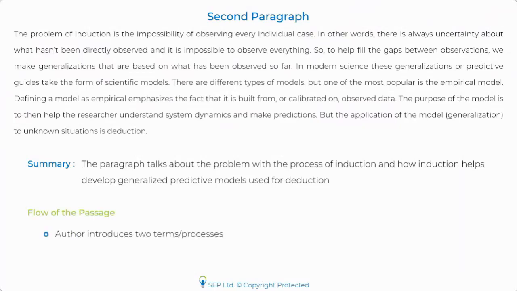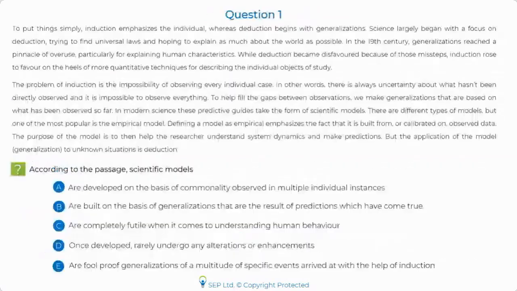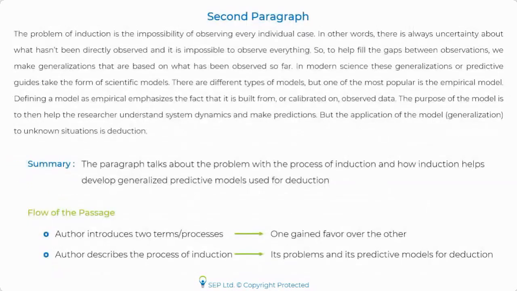So if I put my para summaries together, the flow of the passage, the structure, is something like this. The author introduces two terms or processes, and how one has gained favor over the other. Then the author describes the process of induction and talks about its problems and its predictive models for deduction. All right, clear?